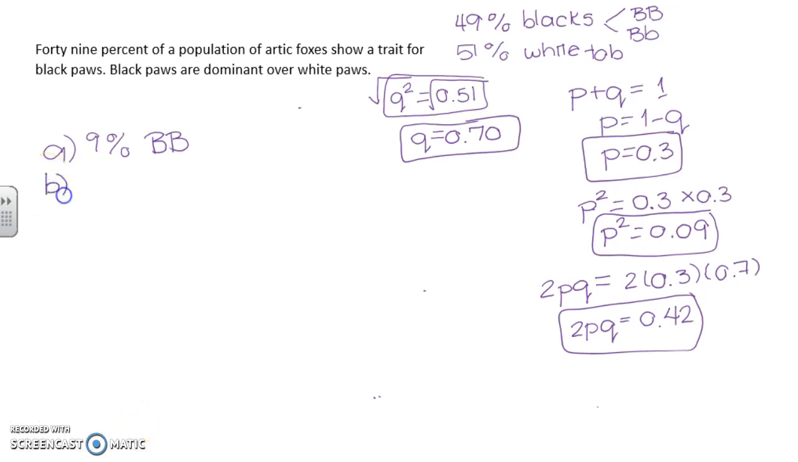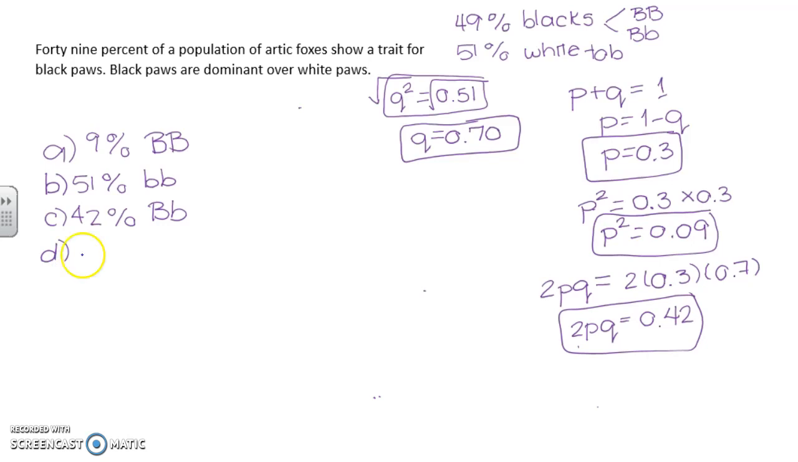Letter B, I was asking you for the percentage of the population that is homozygous recessive. That will be q squared. I already gave it to you at the beginning of the problem. So 51% of the population is homozygous recessive. Then the percentage of the population that is heterozygous will be 2pq. So that will be 42%, which is heterozygous.